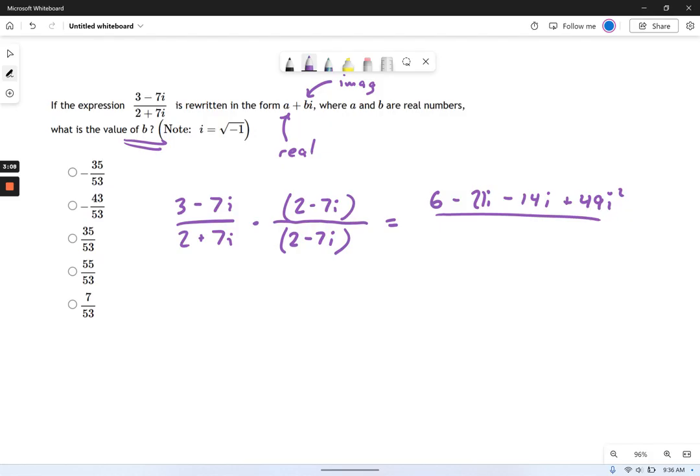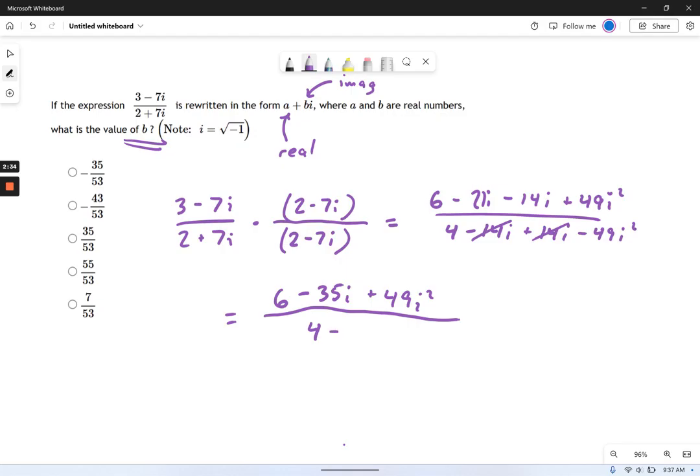And on the bottom, this becomes 4 minus 14i plus 14i minus 49i squared. Okay, and we can simplify this a little more. I'm going to combine some like terms. And on the top, I have, let's see, minus 21 minus 14. So that's going to be minus 35i plus 49i squared. And on the bottom, these two cross out. That's nice. It's very convenient. We get 4 minus 49i squared.